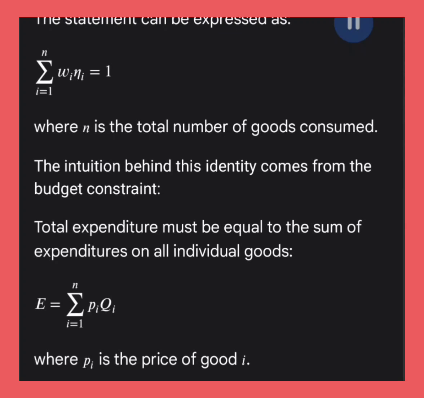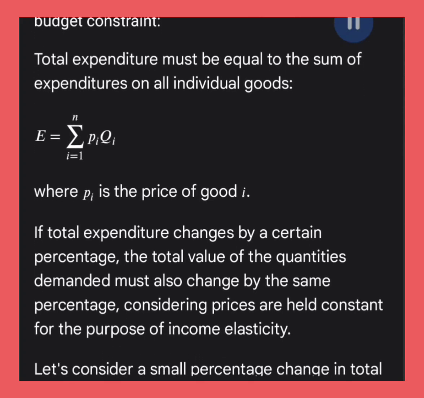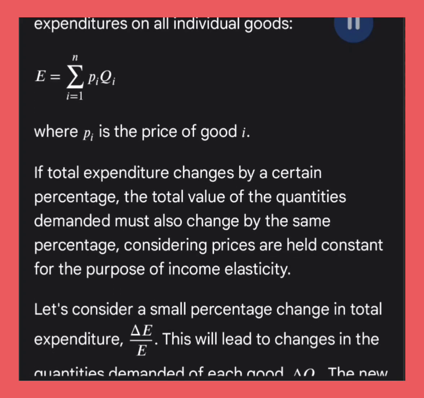The intuition behind this identity comes from the budget constraint. Total expenditure must be equal to the sum of expenditures on all individual goods, where $P_i$ is the price of good $i$. If total expenditure changes by a certain percentage, the total value of the quantities demanded must also change by the same percentage, considering prices are held constant for the purpose of income elasticity.